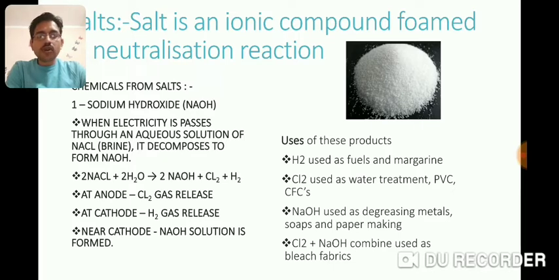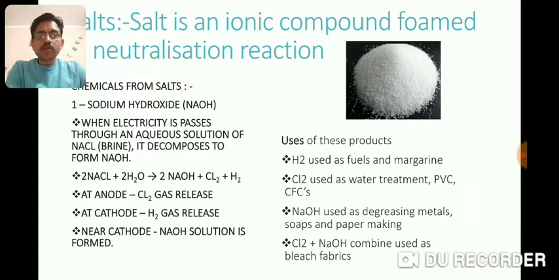Sodium hydroxide is obtained by electrolysis process. Electrolysis of brine gives us sodium hydroxide. Brine is the name given to saturated salt solution in water. When electricity is passed through the saturated salt solution called brine, we get sodium hydroxide along with hydrogen and chlorine gas. Chlorine is evolved at anode, hydrogen gas is evolved at cathode, and sodium hydroxide is present near cathode.